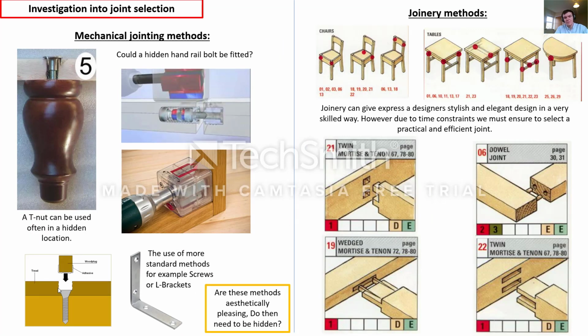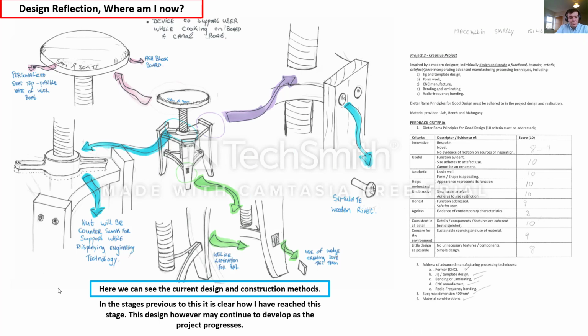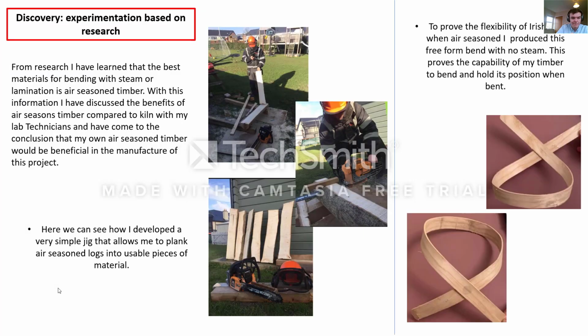Investigating joints. I'll let you read it out yourself, there's no problem. It's just very simple. I wanted to investigate mechanical or traditional joinery, just to see which one was going to be the best. So, reflection at this stage. What am I thinking? What's my design? That's very clearly broken down, and it's on both sides. It's very important to note that this isn't the final design.